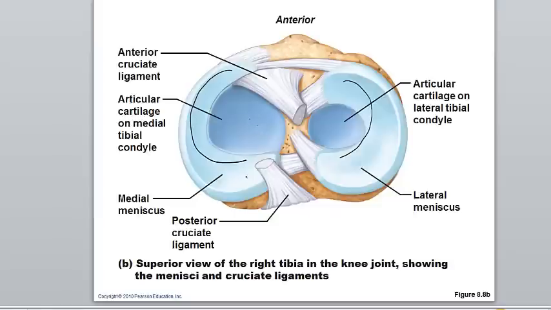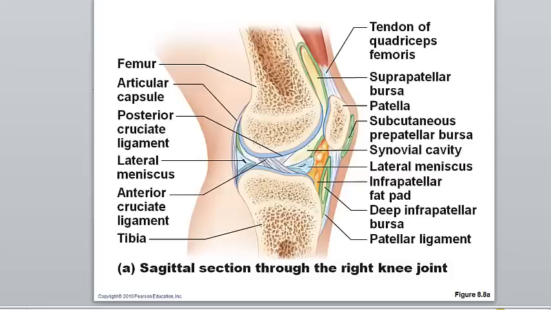So these two menisci, if you have ever followed sports injuries, this is basically what they're talking about: medial meniscus and lateral meniscus. These two menisci help protect the bones from rubbing against each other, protecting the femur from rubbing against your tibia. So let's go back to this picture over here.